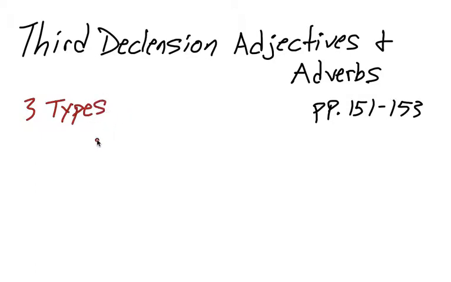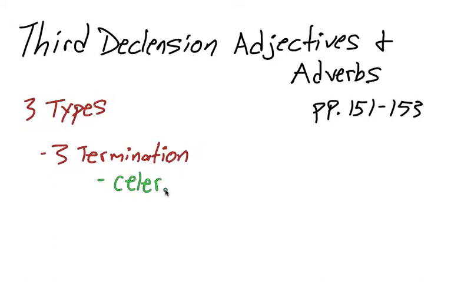of third declension adjectives, and they're given the name terminations. Termination is just a fancy way of saying ending. And so there are three termination adjectives, and they're called three termination because they have a different ending for masculine, feminine, and neuter. So I'm going to give you an example of a three termination adjective. We'll use celer, because that's the one we use in the book.